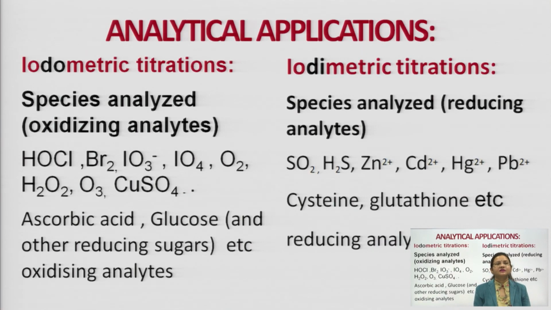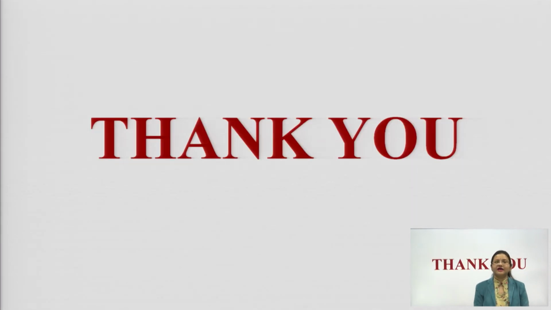These are the analytical applications. Iodometry involves various kinds of oxidizing analytes, and iodimetry involves various kinds of reducing analytes. So students, that's all for iodometric and iodimetric titrations and the various important differences between them. So altogether we studied various important classes of redox titrations which involve iodine and iodide, or we can say iodine and its various salts as reducing agent and oxidizing agent.